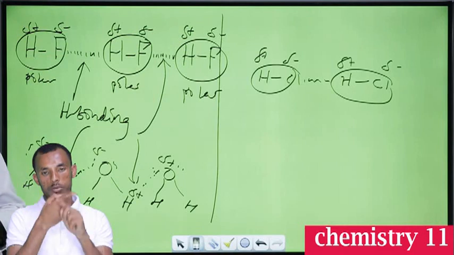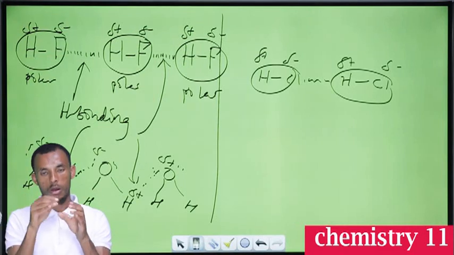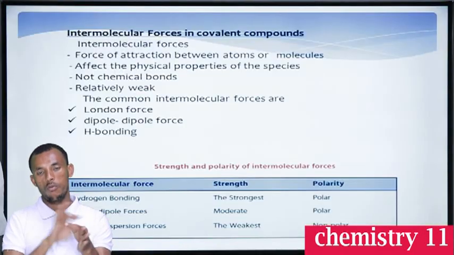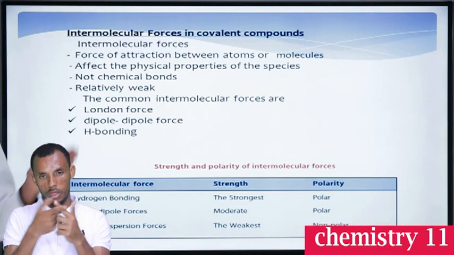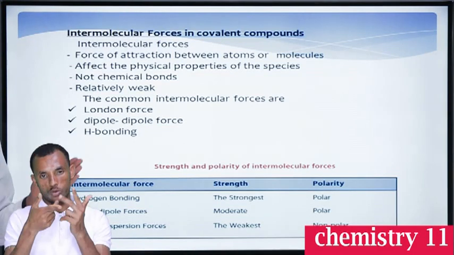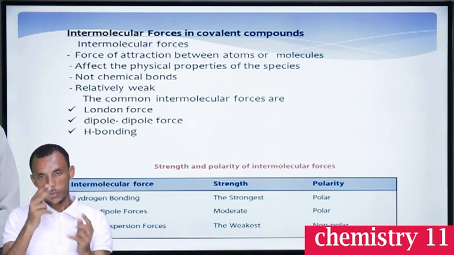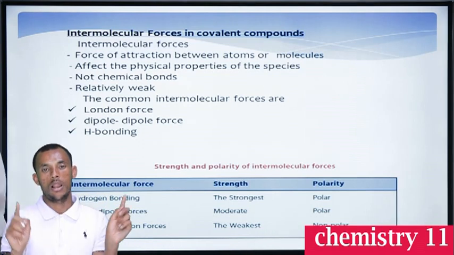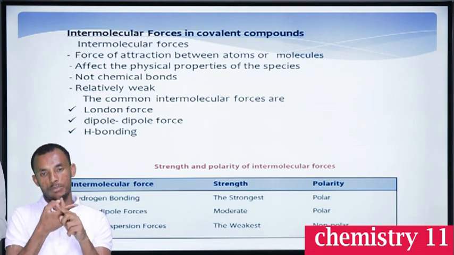Therefore, the three intermolecular forces are what? 1, London force. 2, dipole-dipole. 3 is hydrogen bonding. Hydrogen bonding is the special dipole-dipole force.